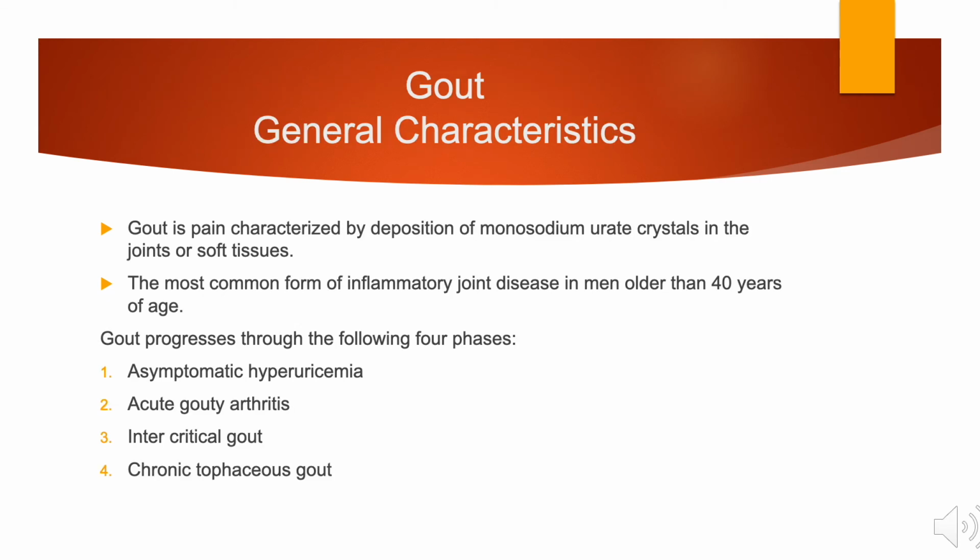The last disorder we're going to talk about is gout. Gout is pain characterized by deposition of monosodium urate crystals in the joint or soft tissues, the most common form of inflammatory joint disease in men older than 40 years of age. It usually presents about 20 years after puberty in men and about 20 years after menopause in women. It is caused by altered purine metabolism leading to the buildup of uric acid. Gout progresses through the following 4 phases: asymptomatic hyperuricemia, acute gouty arthritis, intercritical gout, and chronic tophaceous gout.